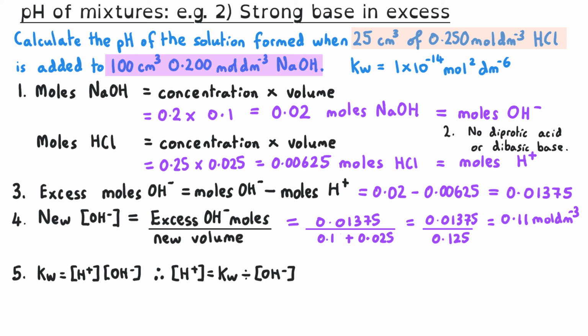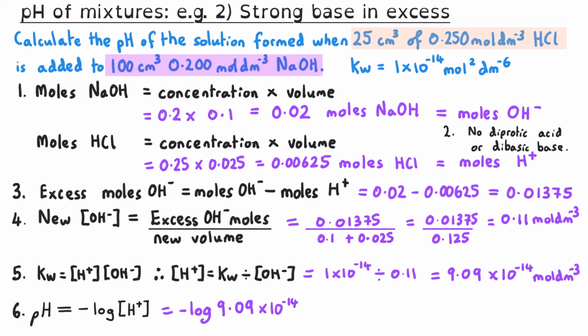Since Kw is hydrogen ion concentration multiplied by hydroxide ion concentration, the hydrogen ion concentration is equal to Kw divided by the hydroxide ion concentration. And so we need to do 1 times 10 to the minus 14 divided by 0.11, which gets us 9.09 times 10 to the minus 14 moles per decimeter cubed. pH is negative log of this hydrogen ion concentration, and so that gives us a pH of 13.04 to 2 decimal points, proving that our strong base is present in excess.